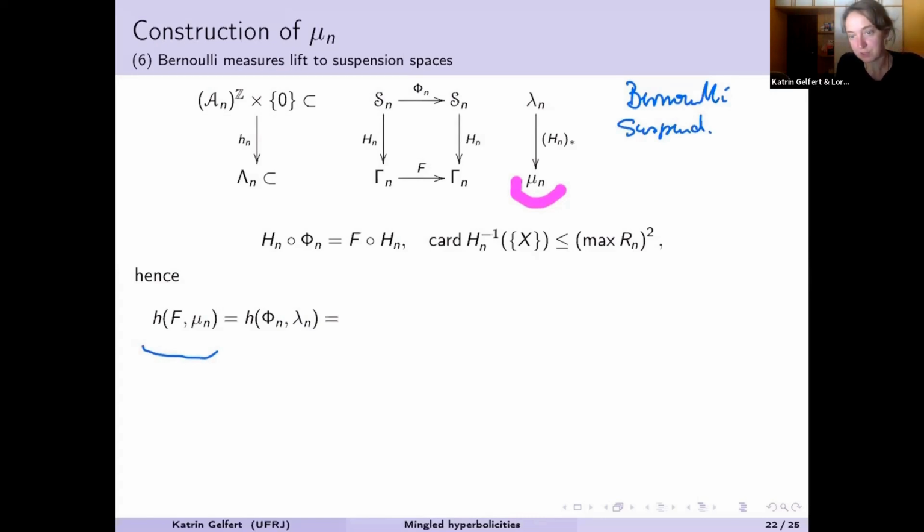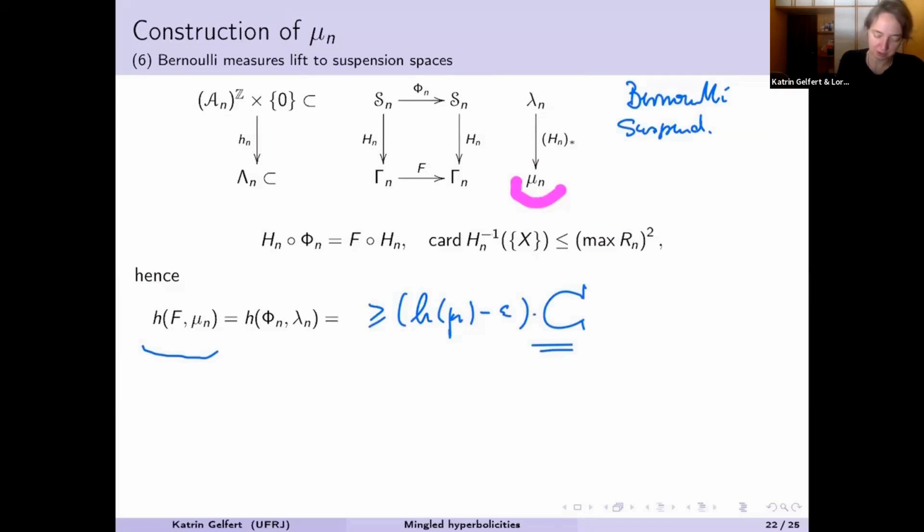Do you have some more seconds to explain? Yeah, I think this goes quickly. So you have control of the entropy of those sequences in terms of the entropy of the initial measure and some universal constant. Let me just write some constant.